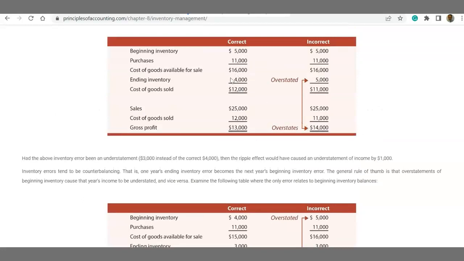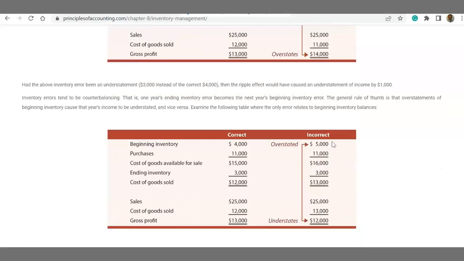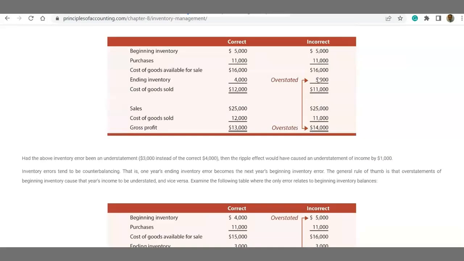So the next year, the ending balance of 4,000 becomes the beginning balance, right? The ending balance of 4,000, which is the beginning balance of year 2, will be overstated, as you see here. Instead of 4,000, it will be 5,000. That number is wrong because our ending inventory was too high.